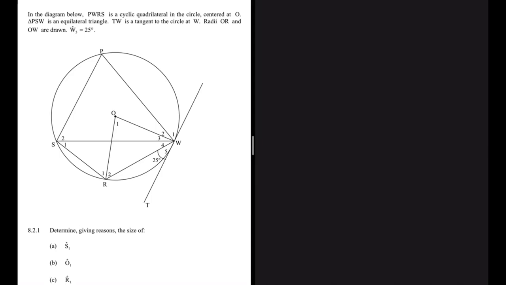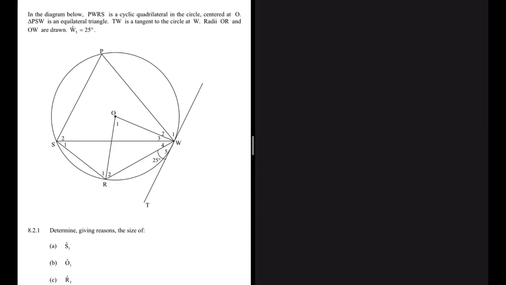If you're wondering why I'm starting with 8.2, 8.1 was saying let's prove the tan chord theorem, and we've already done that. I will leave the link in the description. In the diagram below, PWRS is a cyclic quadrilateral.